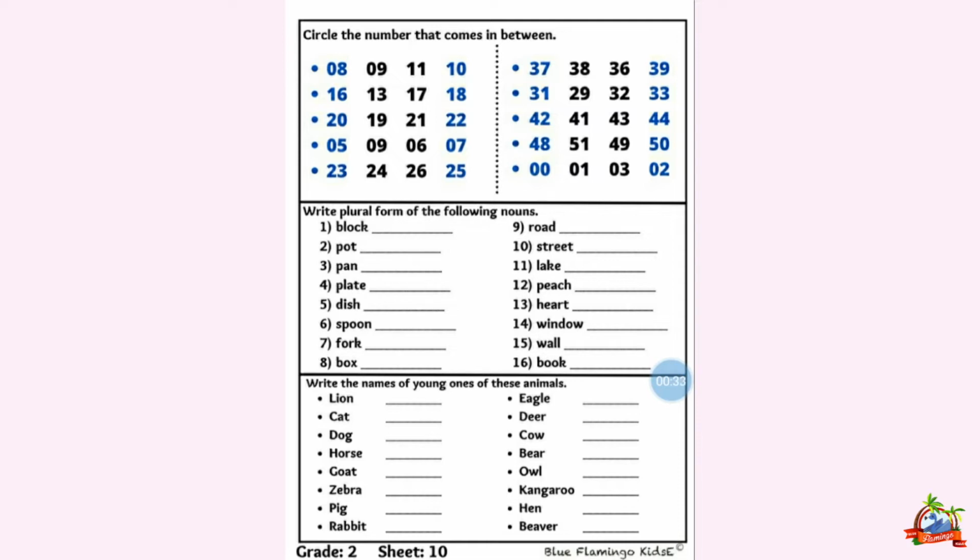Circle the number that comes in between. Okay? In this, what we have to do is, we have to circle the number that comes in between. हमें उस नंबर को सर्कल करना है जो बीच में आता है. Means you can see blue colored numbers. Okay, blue color के जो numbers दे रखे हैं, इन दो numbers के बीच में कौन सा number आता है, उस पे हमें circle करना है.